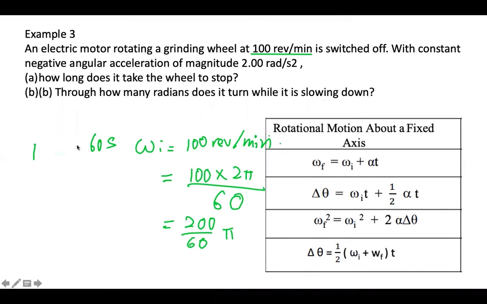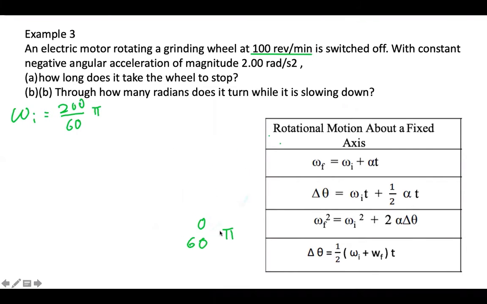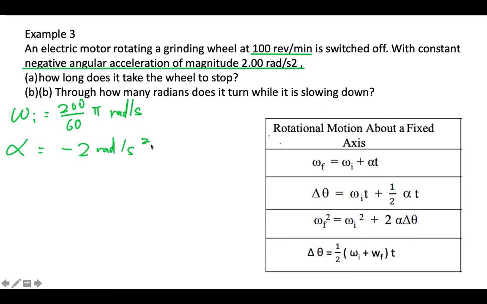Okay, so I write it here nicely. My initial angular speed is 200 per 60 pi. All right, just gotta be very careful. Okay, and the unit is radians per second right now. And next, with constant negative, very important, negative angular acceleration means negative 2 radians per second squared.